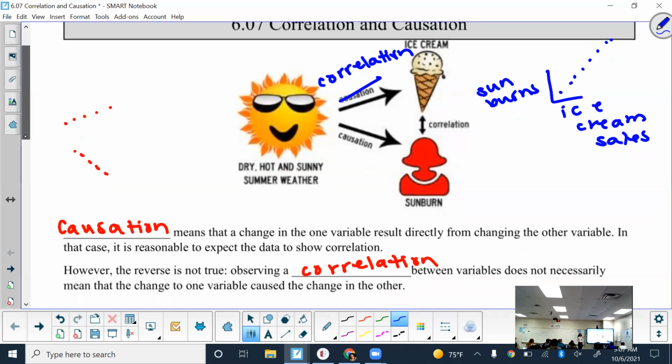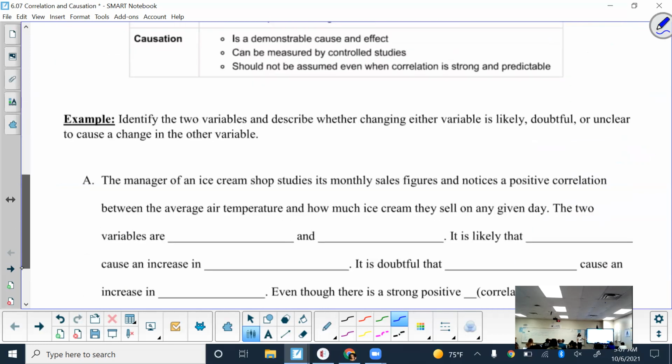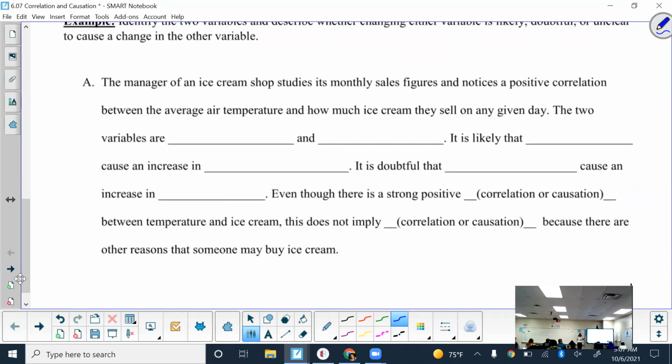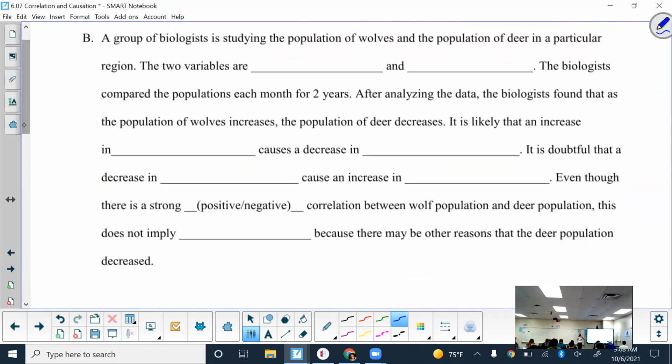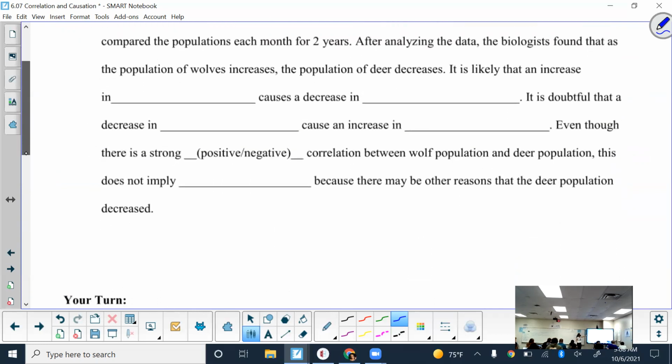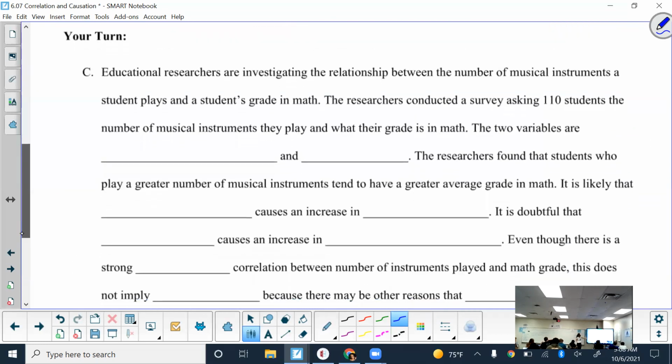All right, so we'll do one example. The example down here is about ice cream sales, which we already talked about, so we're going to do the one on the back. And then I did this one in my other class, and I did like it, but let's do this one together, because I like it.